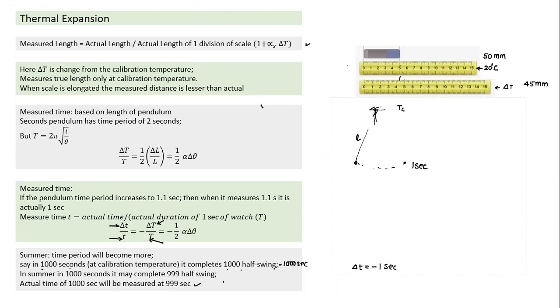This is the error in measurement of time t. What is t here? Time measured. What is the time measured in this case? We have measured an actual time of 1000. That's what you need to understand. So t and delta t: the duration of time measured, and the error which has happened in the time measured, similar to delta L by L.